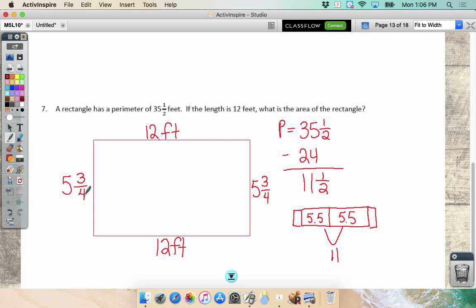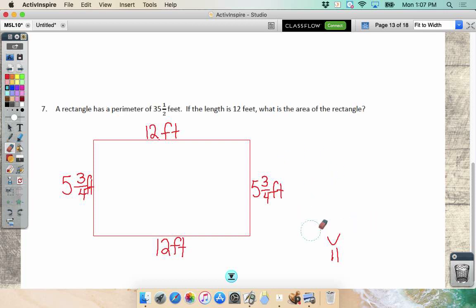Now we're not even done. Now we add them up? No, we know they equal 35 and a half. We've already got that established. We got to figure out the area. So how am I going to multiply 12 times 5 3/4? You want to use the area model? Sure. Or do you want to solve it numerically? Numerically. Okay, so let's see if we have time to do both. So 12 feet times 5 3/4 feet, right?